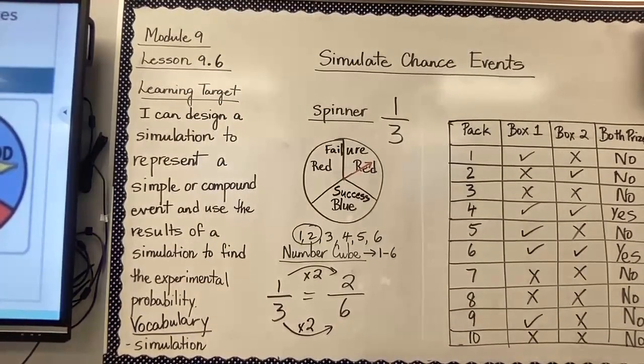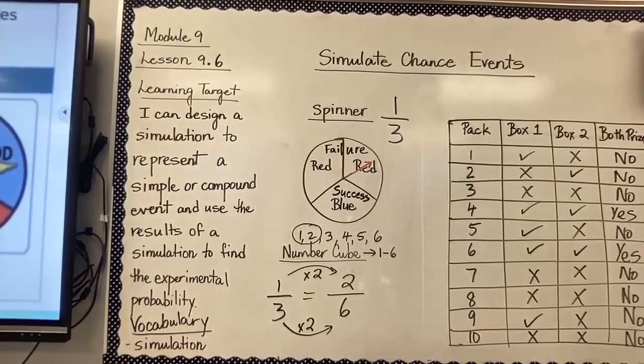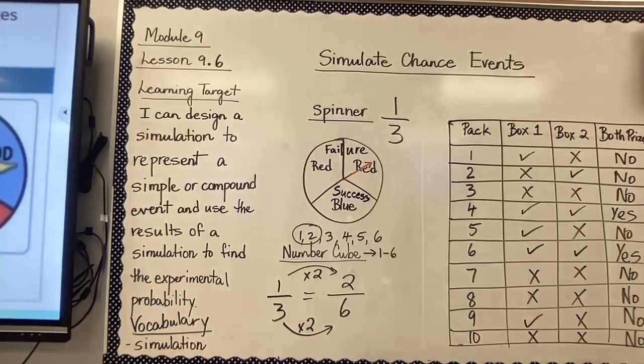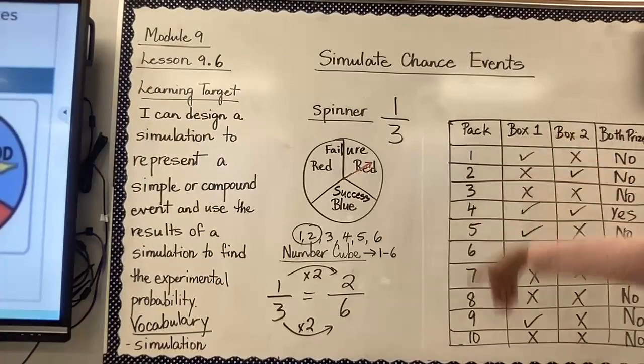Once again, my question was, a local grocery store sells cereal in 2 packs for a special price. The probability of a box containing a prize is 1/3. Design and simulate an event that estimates the probability of randomly selecting a 2-pack that contains a prize in both boxes. Run the simulation 10 times. And what is the simulated probability of getting a prize in both boxes of cereal? Okay, so what we're going to do here, we know that the simulation was how much? We ran it 10 times.